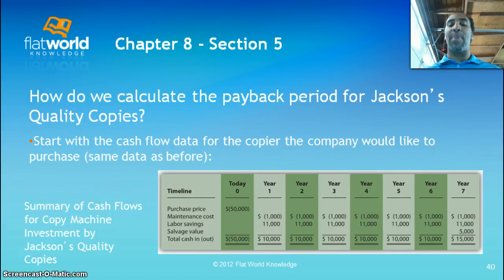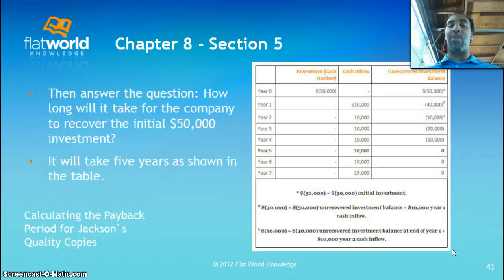So how do we calculate the payback period for Jackson's Quality Copies? Start with the cash flow data from the copier the company would like to purchase. Remember this chart. Today $50,000 is what we spent, right? And this is a lot more simple than net present value and internal rate of return. $10,000 a year. So if we're at negative 50,000, then we come here, we're at negative 40, negative 30, negative 20, negative 10. At year 5, we're at 0. We're square at year 5, and then we're going to make another $25,000 after that. So it takes us 5 years to make our money back, and then after that, we'll get an increase of 15,000 additional dollars going to either this project or to a different project.